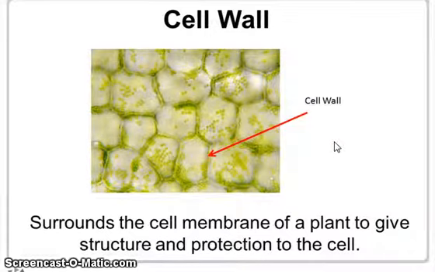So how are plant and animal cells different then? Animal cells have a cell membrane, a nucleus and chromosomes, cytoplasm, vacuole, and mitochondria. Plant cells have a cell membrane, nucleus and chromosome, cytoplasm, vacuole, and mitochondria just like the animal cell, but they also have a cell wall and chloroplast.